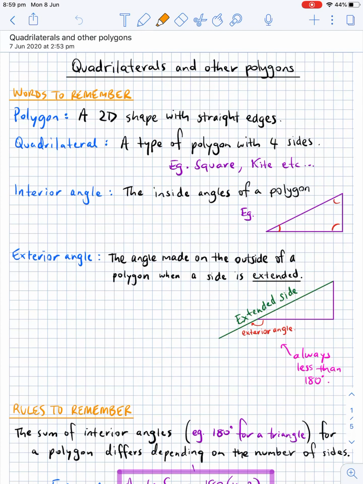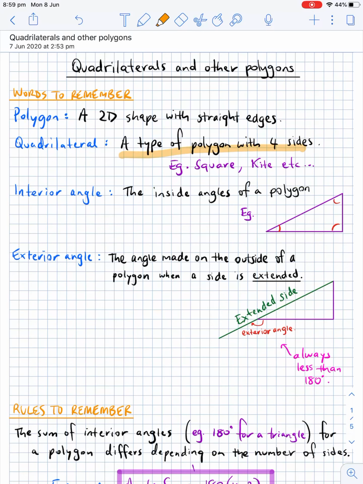Hi guys, for today's lesson we're going to be dealing with quadrilaterals and other polygons. So first up, what do I mean by a polygon? A polygon is a 2D shape with straight edges. So things like squares and rectangles, they're 2D shapes and they've all got straight edges. Things like circles and semicircles, they're not polygons because they have curved edges.